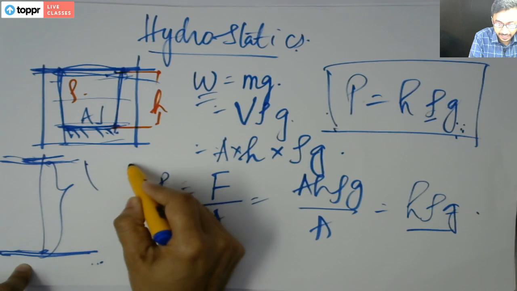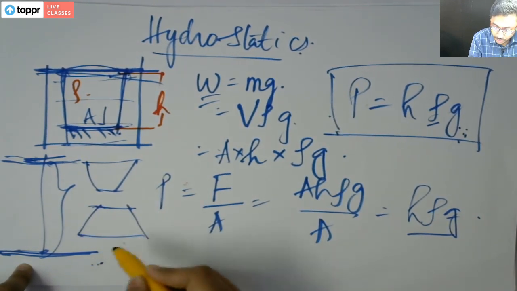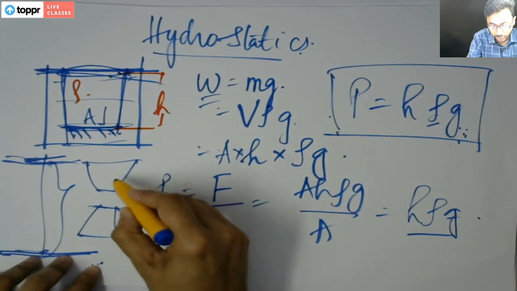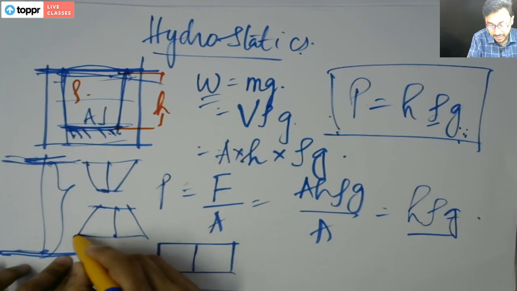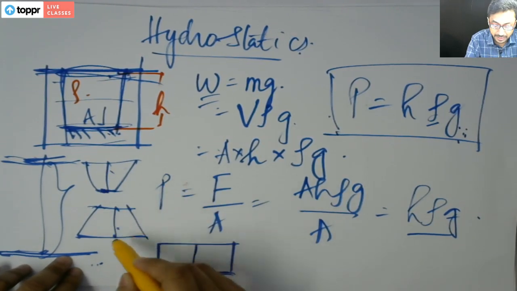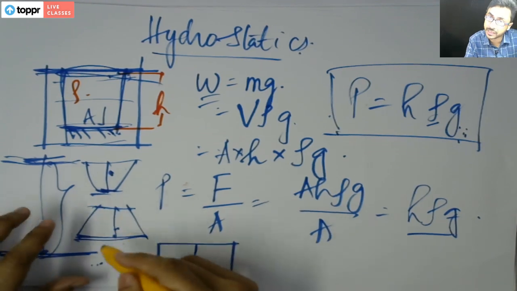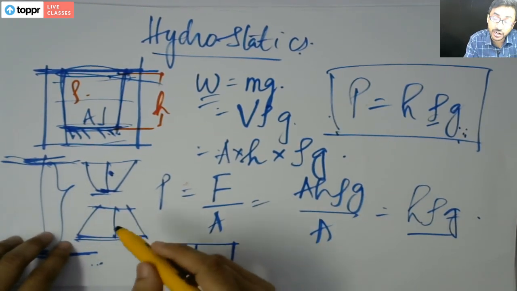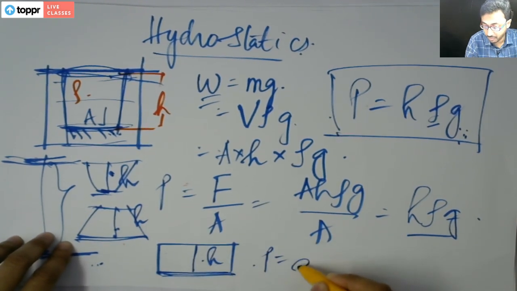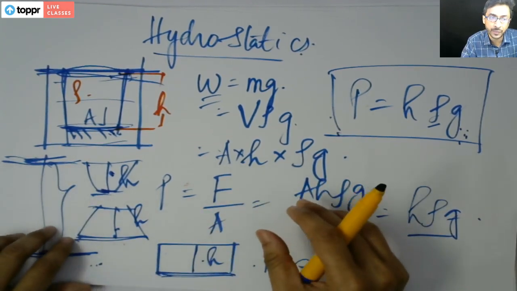So if you take different shaped utensils or vessels, all of the same height h but of different cross-section area, you will find maybe the force applied at the base will be different, because force is nothing but the weight of the liquid contained within the vessel. But if the height is the same, the pressure will be the same. These things you know about liquid pressure.